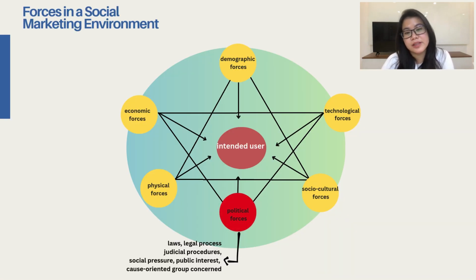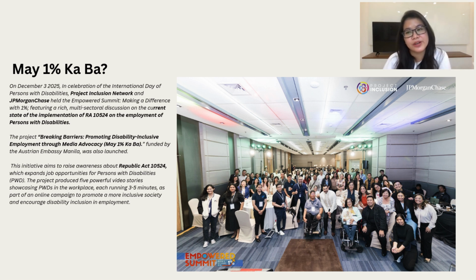The next one is the political forces, which refers to the influence of government policies, regulations, political stability, and the actions of political entities on the social marketing environment. These forces can shape public opinion, influence behavior, and, of course, create opportunities or challenges. Understanding political forces is crucial for social marketers to navigate the legal, regulatory, and institutional landscape that can affect their campaign. One example that I'd like to share is the campaign May 1% Kaba.